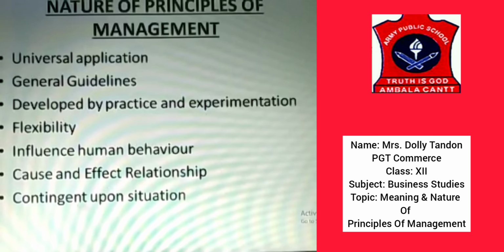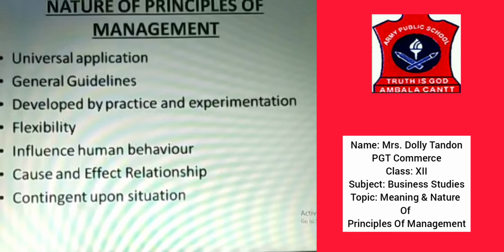Now, the last point in the nature is contingent upon situations. Management principles are relative and not absolute laws. Their application is dependent upon prevailing conditions at a particular point of time, which means they cannot be applied blindly in all the situations. They must be applied carefully as per the need.